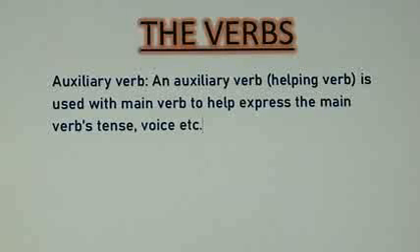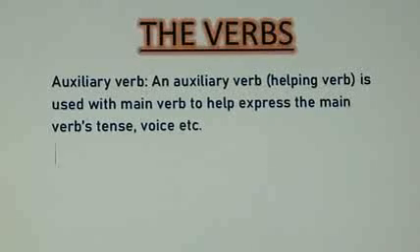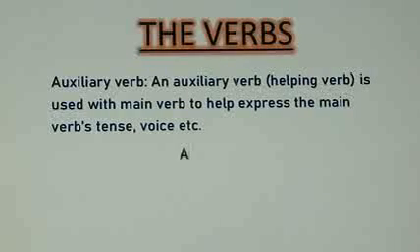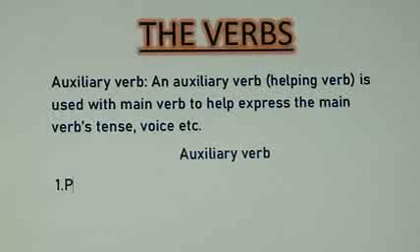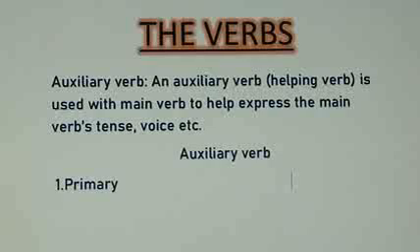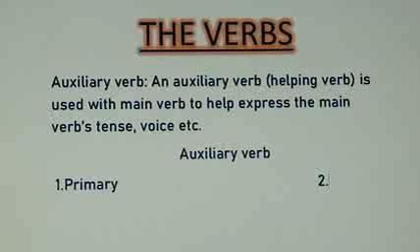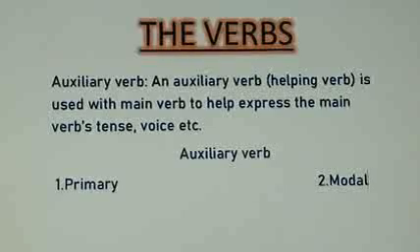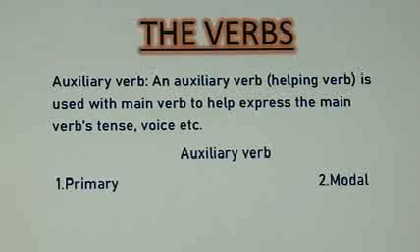Okay? Now, dear children, as in my previous class, I explained to you the two categories of main verb. Over here, the verb that we are describing, an auxiliary verb, is also divided into two kinds. Okay, first primary, and the next one, my dear children, is modal. The first one is primary and the other one is modal.